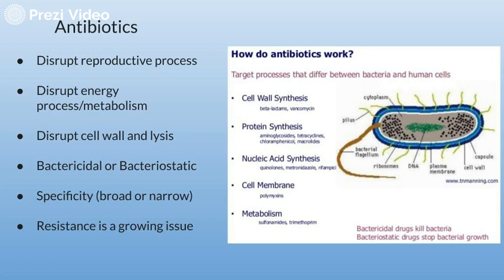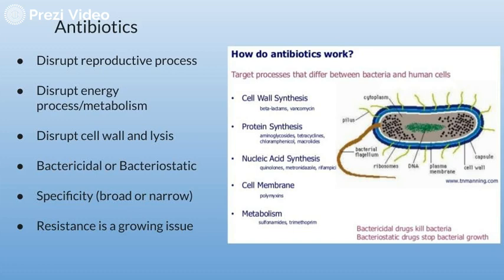They target bacteria cells in three groups of ways. The first is to disrupt the reproductive process. And this is actually done in one of two ways: either to inhibit the nucleic acid synthesis, so preventing the synthesis of DNA, and this in turn stops the bacteria from reproducing, or it can disrupt protein synthesis, and this in turn can prevent the bacteria cell from growing and also from reproducing.